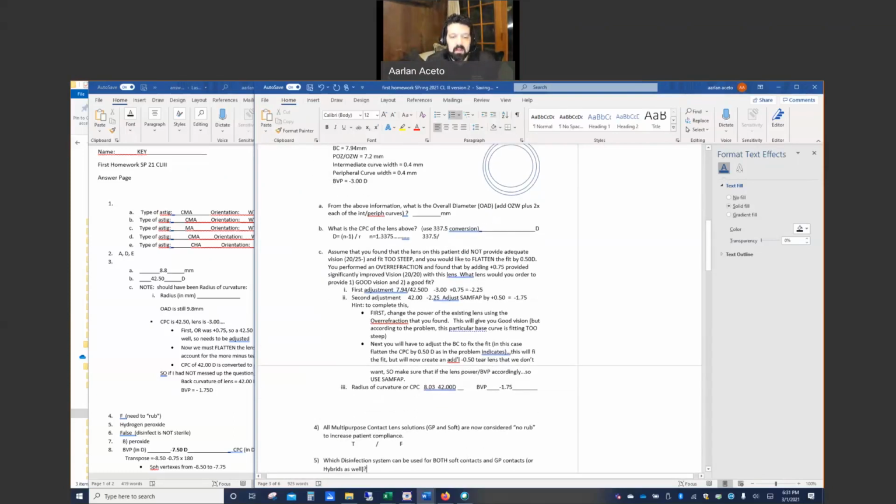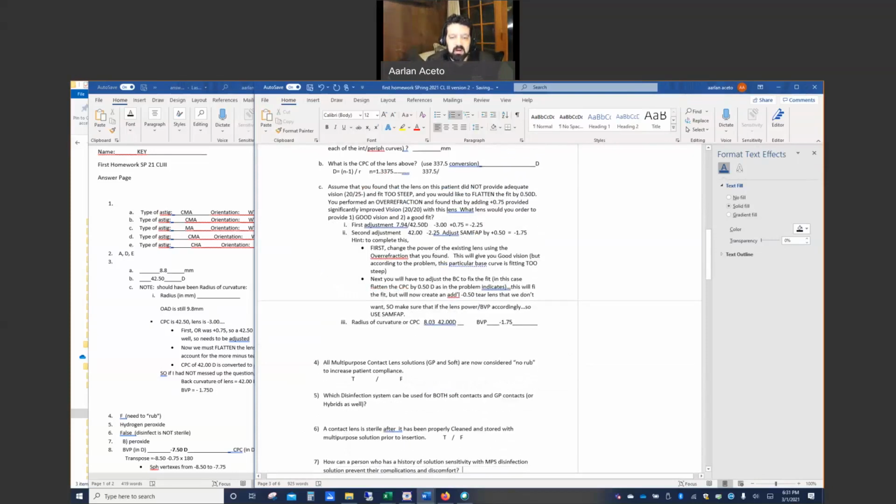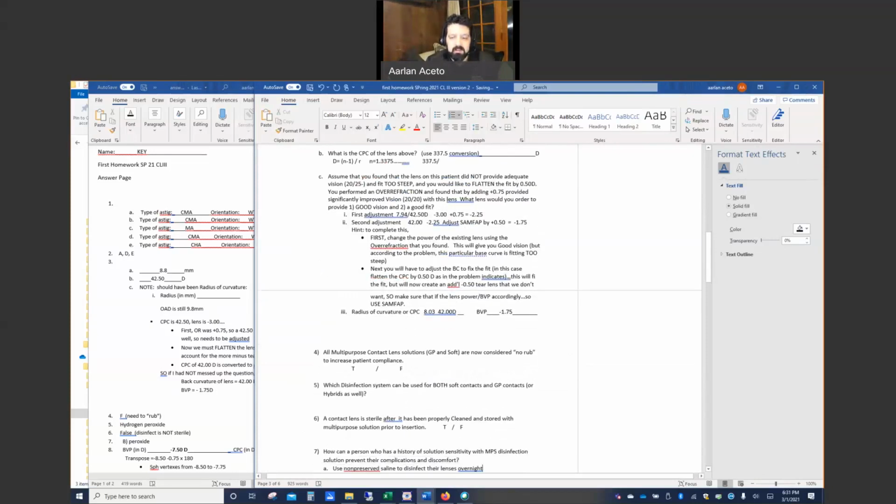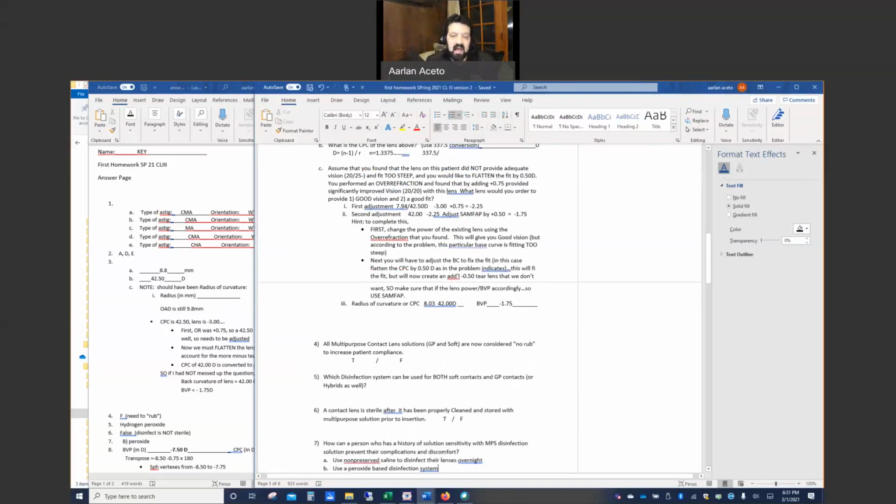Number 4, all multi-purpose contact lens solutions are now considered no rub to increase patient compliance. Well, it would make them compliant because nobody does it, but that is not true. They took that away. It was not as effective. And so we don't generally use a no rub solution any longer. If you read the directions, it does ask you to make an effort to rub the front and back surface of the lens to free up any deposits, even if you're using a multi-purpose, and then soak it overnight.